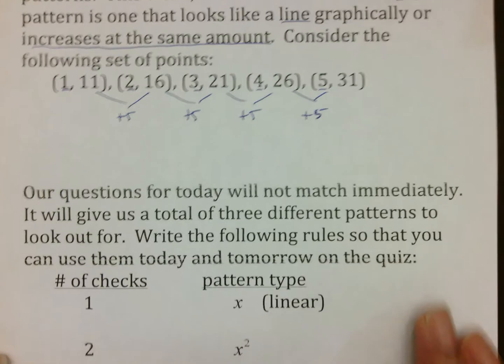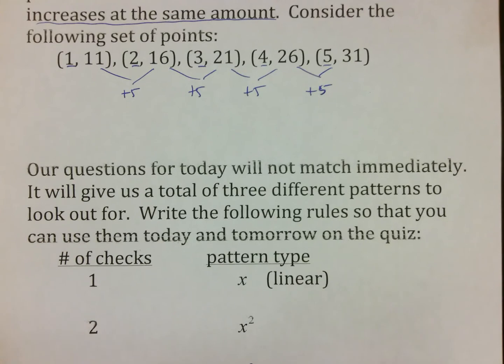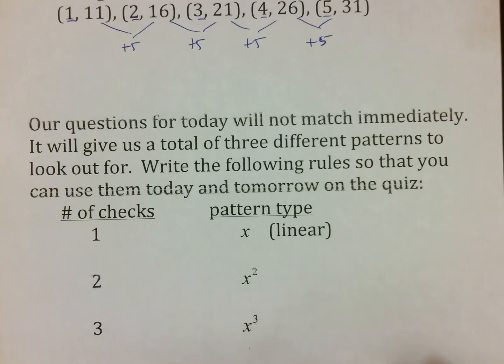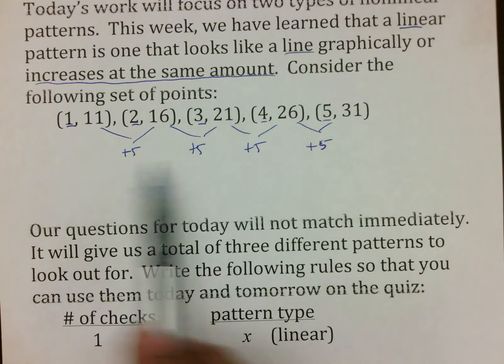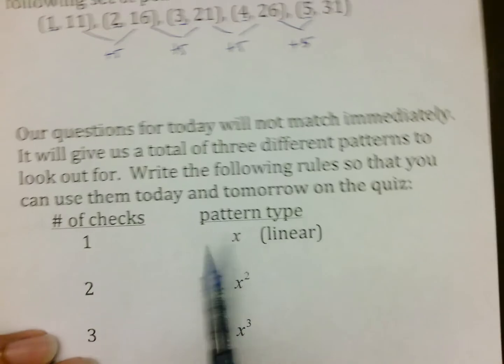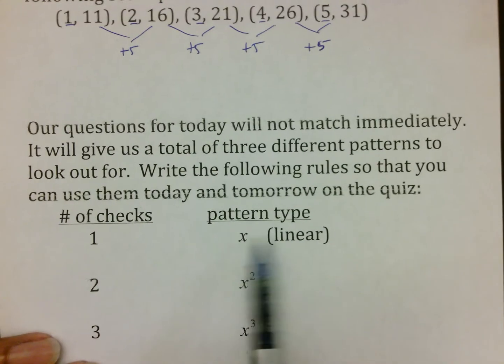Our questions for today though will not match immediately. They're going to give us a total of 3 different patterns to look out for. So please take a moment in your notes to write these rules so you can use them today and to study for tomorrow's quiz. The general idea is you're basing it off of the number of checks it takes to make a match, and then this is the pattern type that it is. So if you check once, like we did here, and you get a match after the first check, that means that it is an x pattern, which means that it is linear.